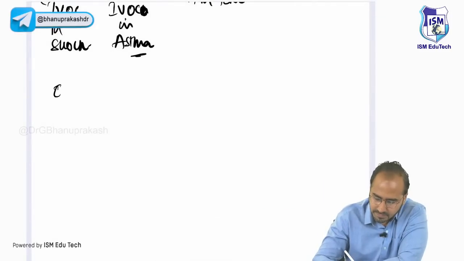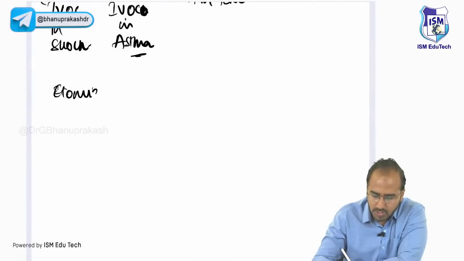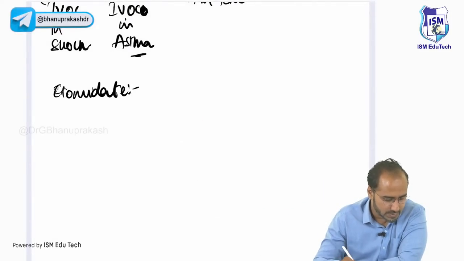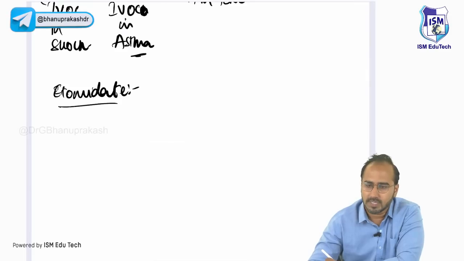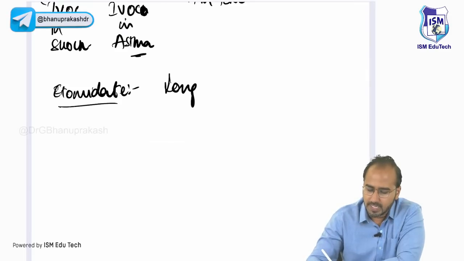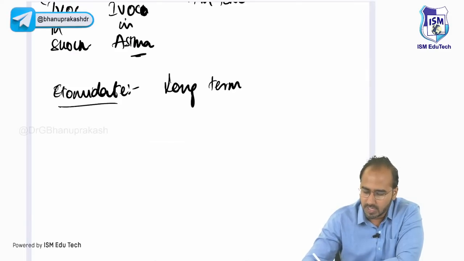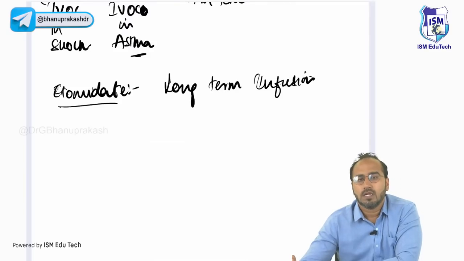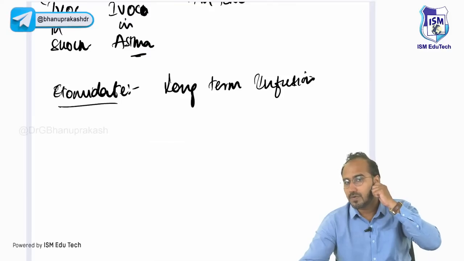We have to remember one more point regarding etomidate. You can't give etomidate as a long-term infusion. When you give etomidate as a long-term infusion, it leads to what, guys?